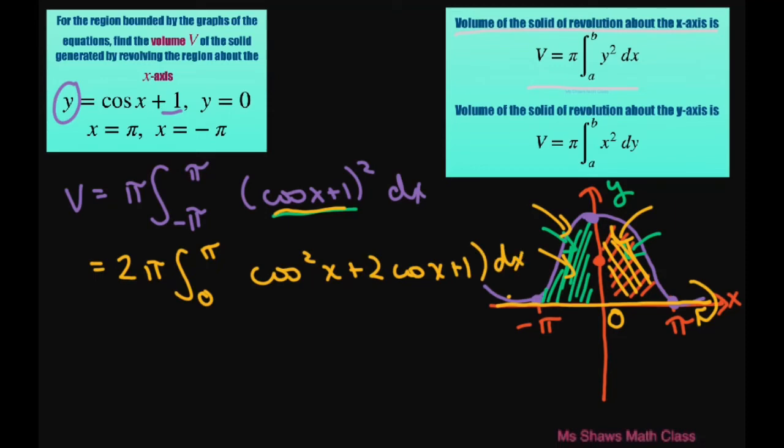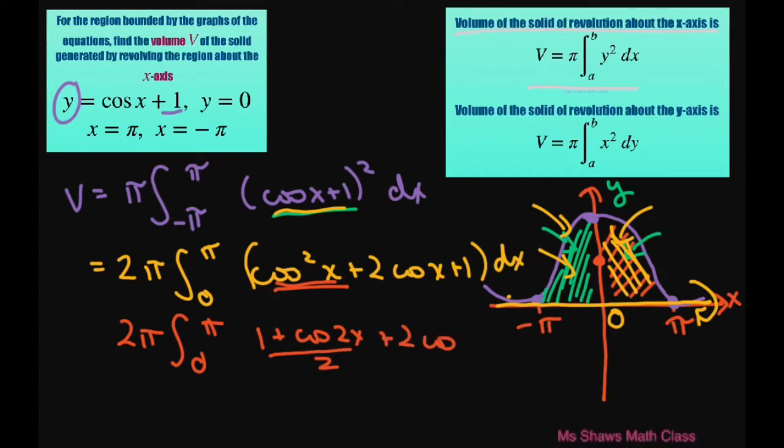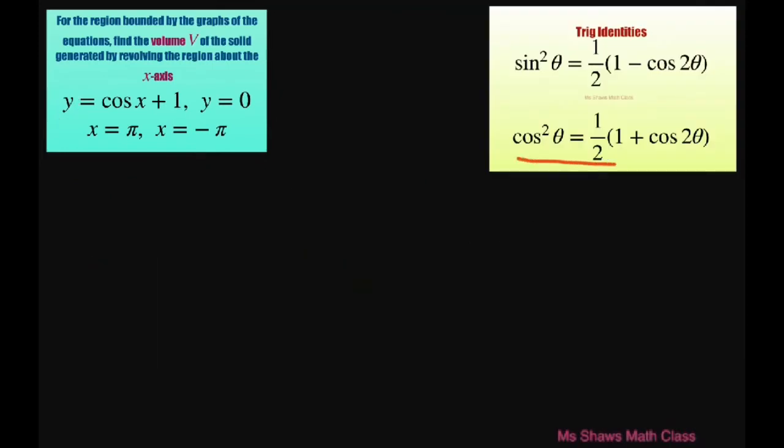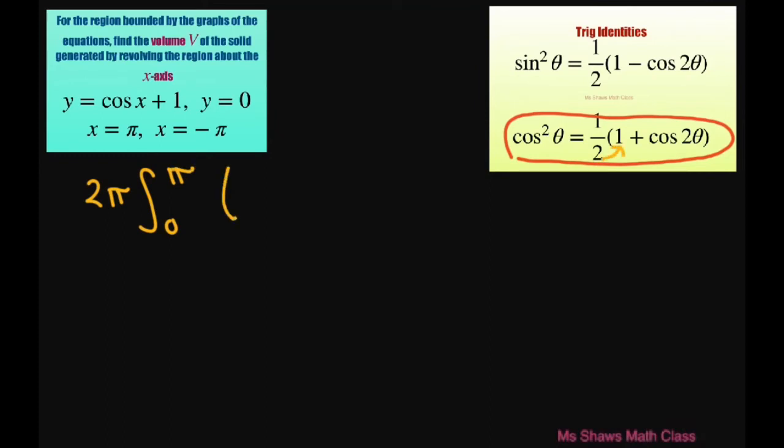All right. And also I want to rewrite this one using my identity, as cosine squared can also be written as 1 plus cosine of 2x divided by 2, plus 2 cosine of x plus 1. All right, and I have that written here. So basically I'm just using this trig identity for cosine squared of x. So that means I can also write this as 2 pi, going from 0 to pi, and I'm going to put this 2 under each piece here. So this is really going to be 1 half plus cosine of 2x divided by 2. Then we still had our plus 2 cosine of x plus 1 dx.